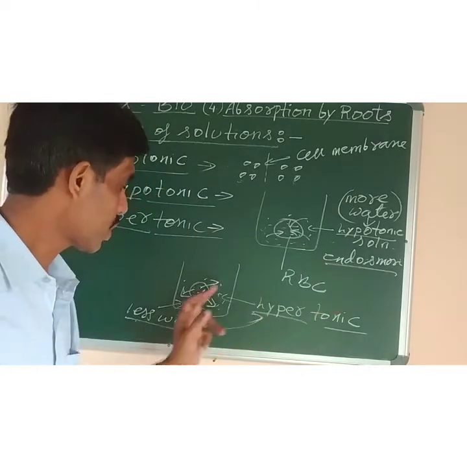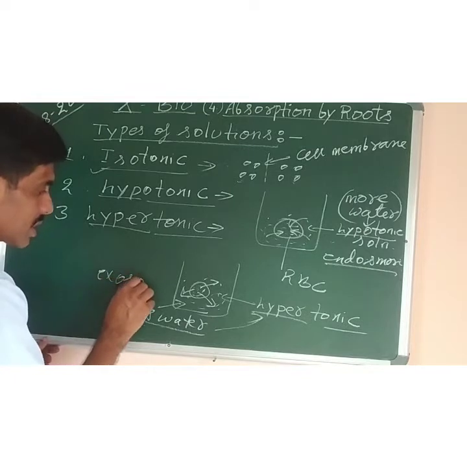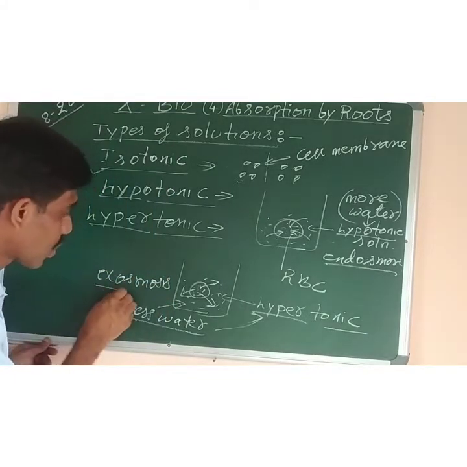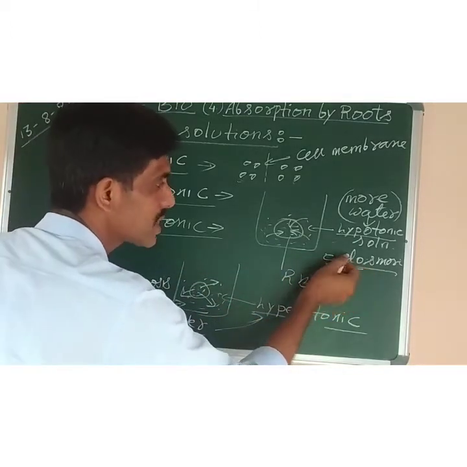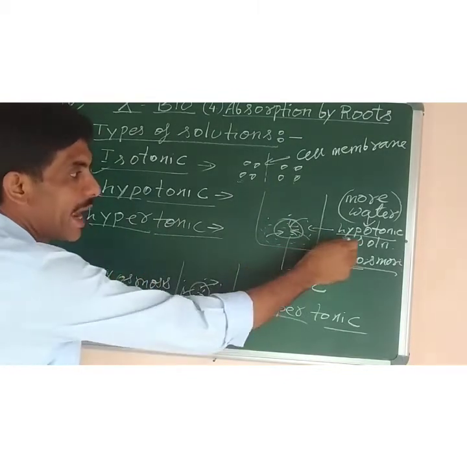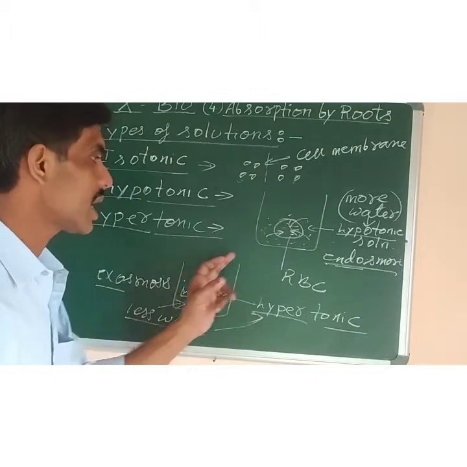Have you understood endosmosis and exosmosis? Exosmosis, check the spelling, okay? Exosmosis spelling is EXO. Exo means coming outside. ENDO. Endo means going inside. Got it? Exo means coming outside. Endo means going inside. So, what is endosmosis?